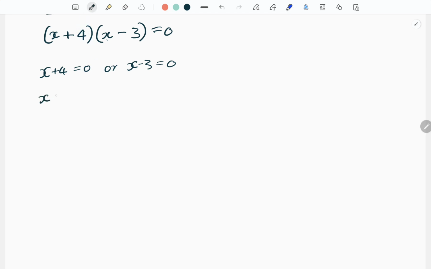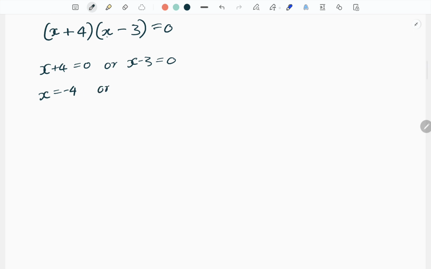So x is equal to negative 4, or we move this negative 3 across and it changes to positive 3. So x is equal to positive 3, but this is the same as just saying 3. Okay, so x is equal to 3. All right, so this will be the final answer.